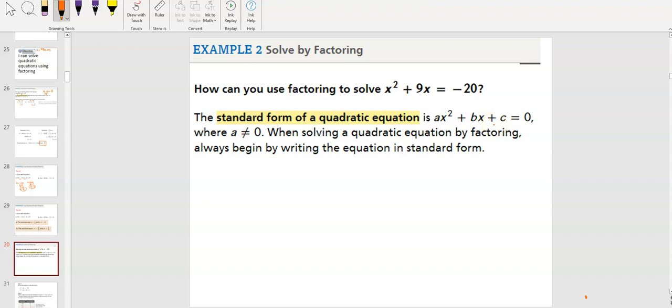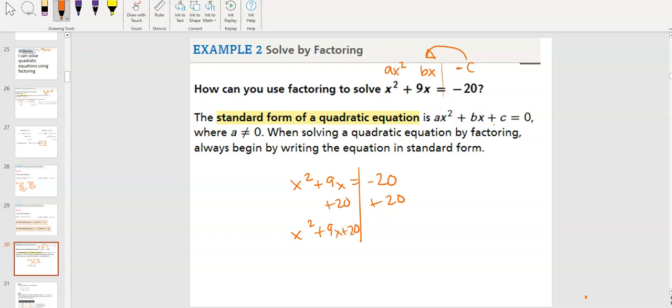So we know that this is ax squared. We know this is b times x. And what's over here on the other side of my equal sign is actually the opposite of c. So all I have to do is move c back over to the other side using inverse operations, and I have standard form. So what I'm going to do is just add 20 to both sides, and I'm going to get x squared plus 9x plus 20 equals 0. And now we have a quadratic equation, okay?